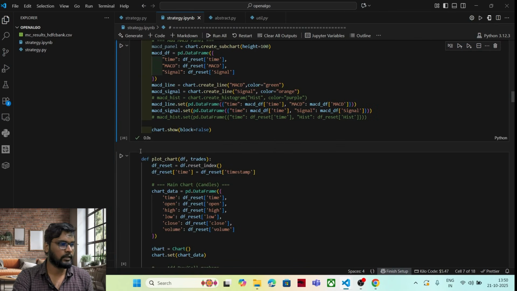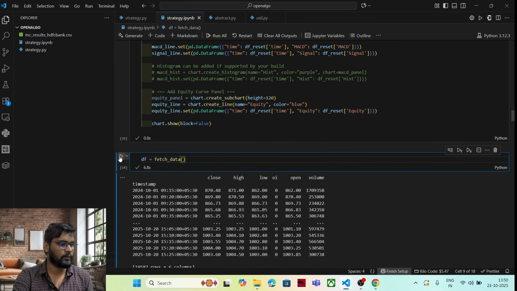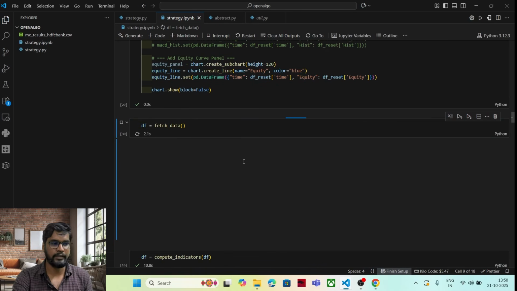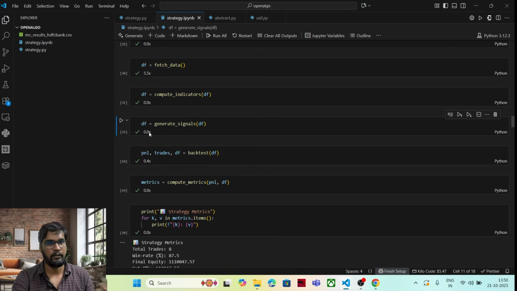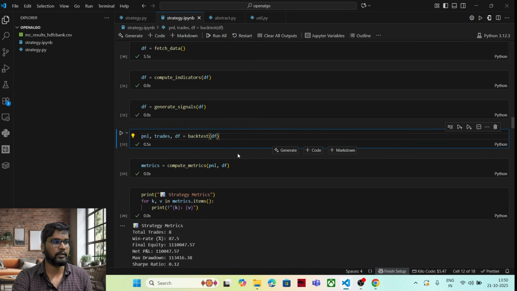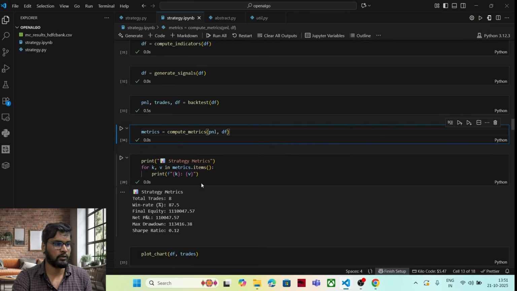So without any delay, I will run all these cells. Here, basically, I'm fetching the data. Once I fetch the data, I'm calculating the indicators, and then calculating the signals. It goes through each row and checks the RSI and MACD values, and if the condition is satisfied, it generates a signal. Next, I'm backtesting for the entire 1 year, checking my PNL, the trades it punched and the PNL of each. I'm calculating the basic metrics out of it.